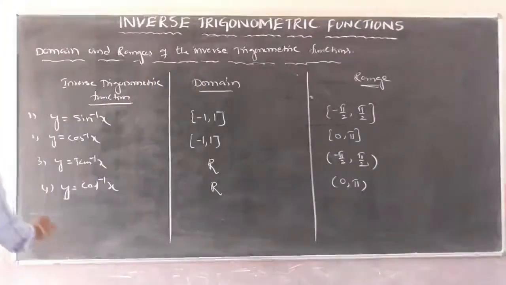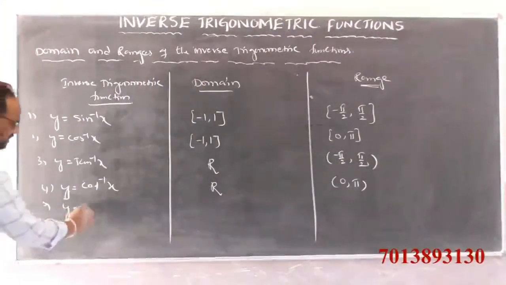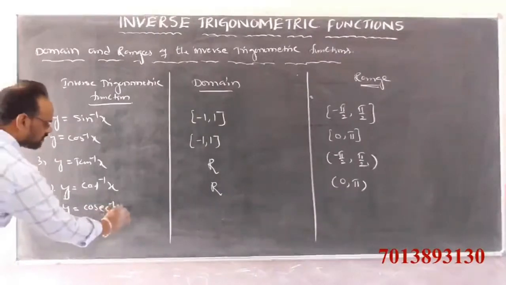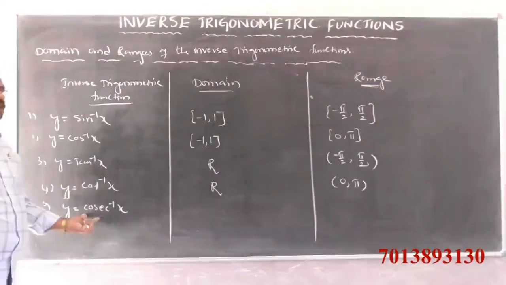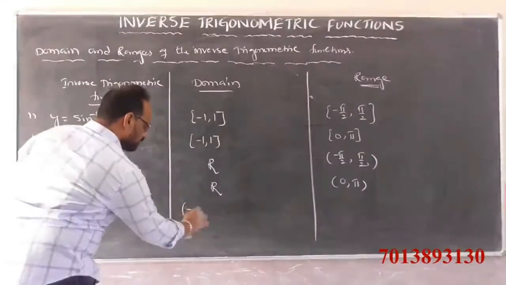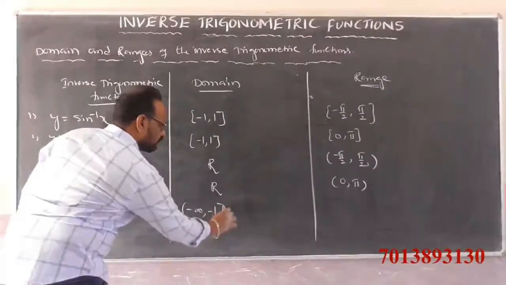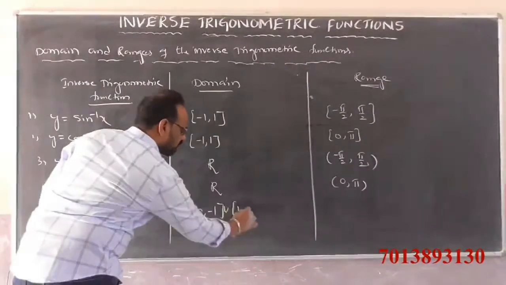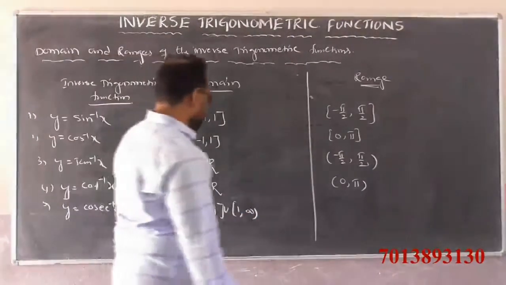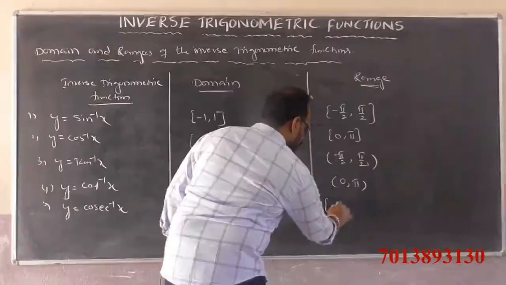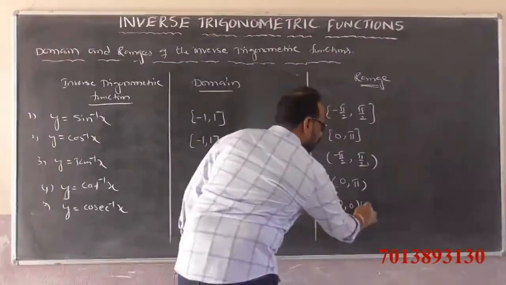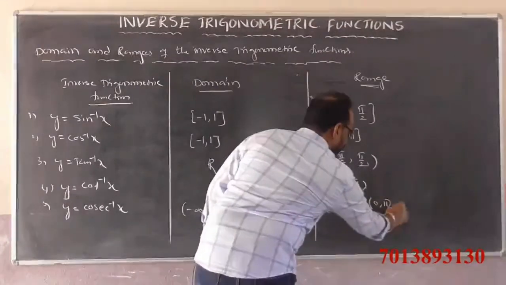If you take the fifth one, y is equal to cosecant inverse x, clearly its domain is minus infinity to minus 1 union the closed interval 1 to infinity, and the range is clearly the closed interval minus pi by 2 comma 0 union 0 to pi by 2.